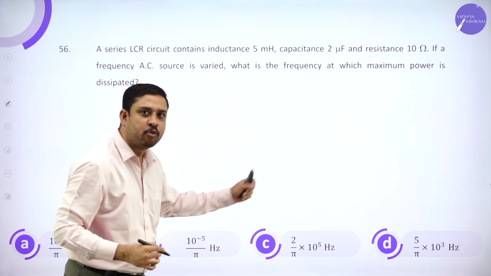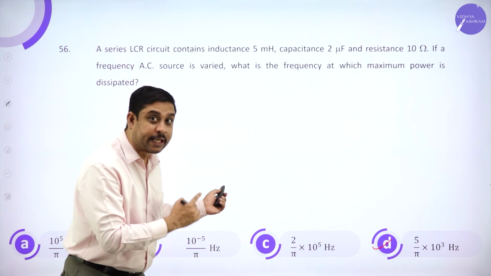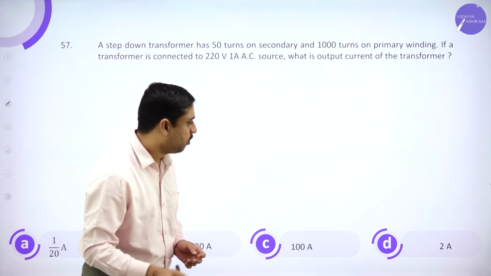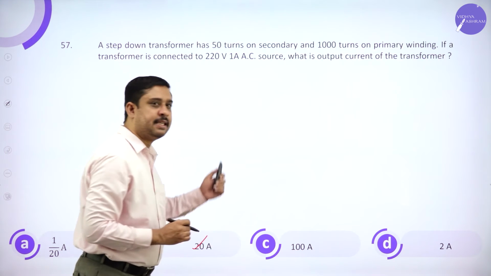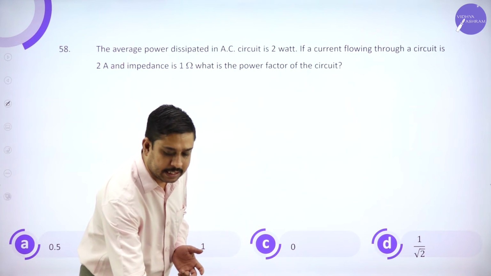Here the same question is repeated. D is the answer, 2 times in the previous sessions. Now again here, 20 amps. This is again done before.